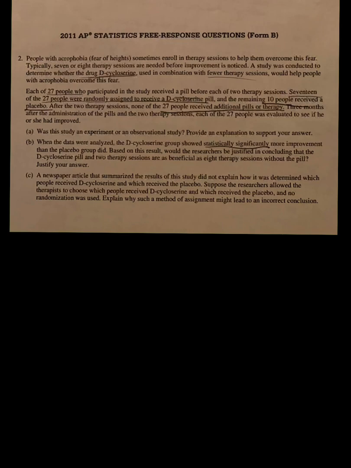17 of the 27 people were randomly placed to receive a D-cycloserine pill, and I underline this part because most likely that is going to be one of the samples that we're going to use when we're splitting this up randomly. And I also underline that the remaining 10 people received a placebo. So those are our 2 groups, the people who received the medicine and the people who received a placebo, and both of them are receiving 2 therapy sessions. After the therapy sessions, none of the 27 people received additional pills or therapy. 3 months after the administration of the pills and the 2 therapy sessions, each of the 27 people was evaluated to see if he or she had improved.